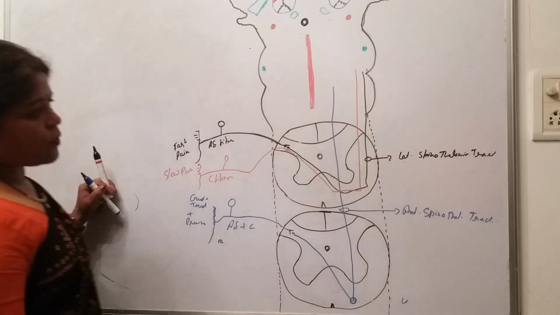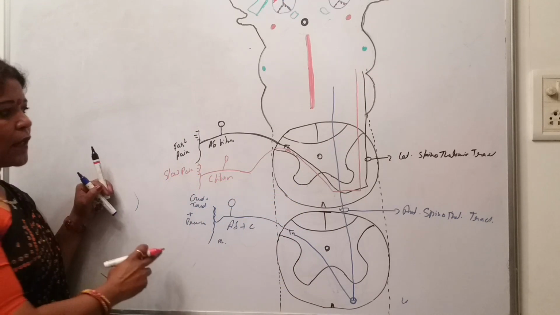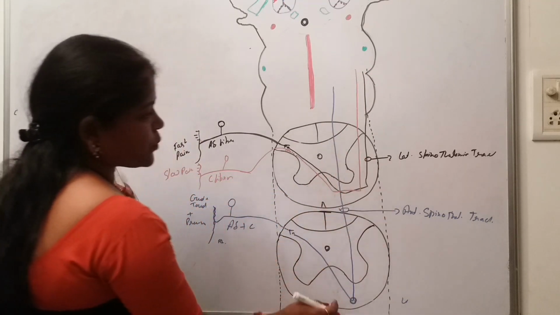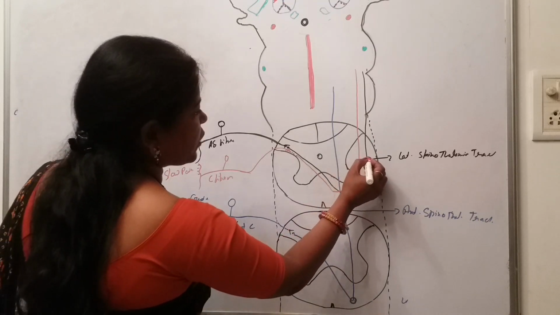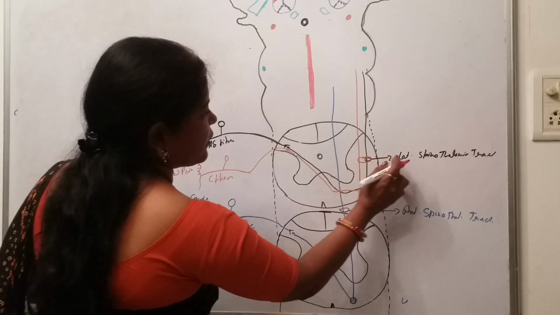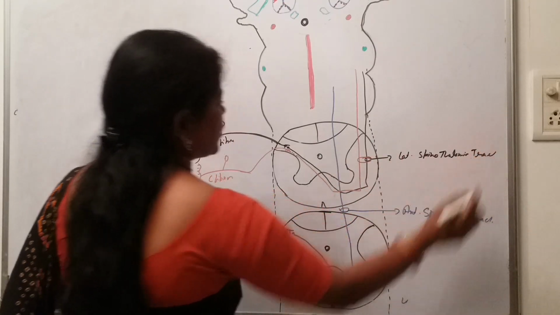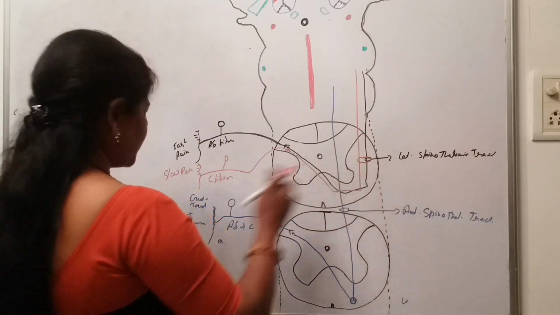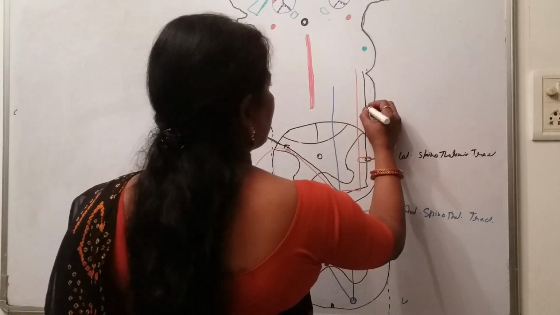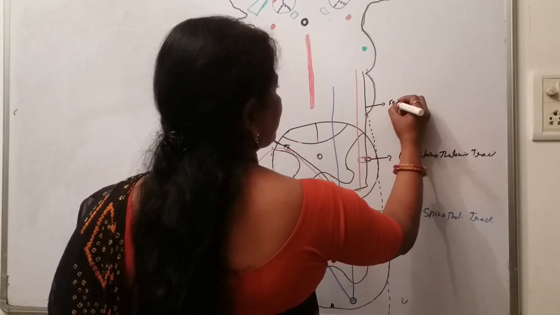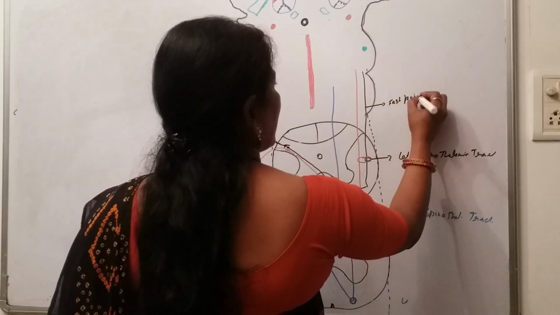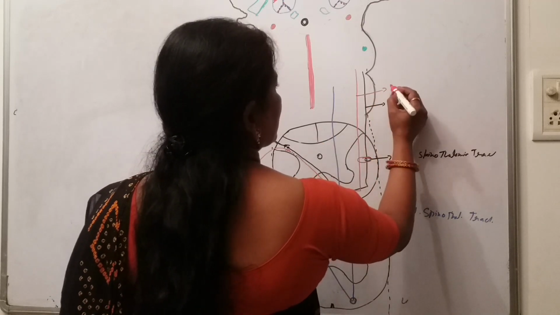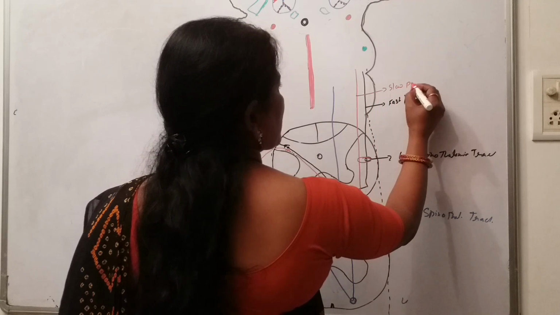Okay, so what are the tracts now? What are the tracts you are getting here? This is the anterior spinothalamic tract, and both of them are the lateral spinothalamic tract. Okay, so this red one and this black one, this is the A delta fiber, black one, this is the fast pain, and the red one, it is the fibers which is conducting the slow pain.